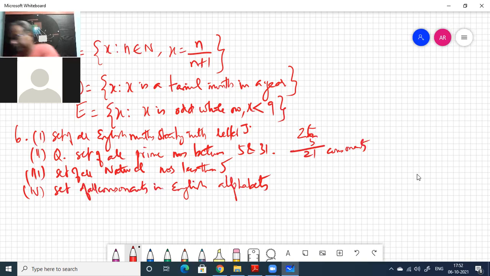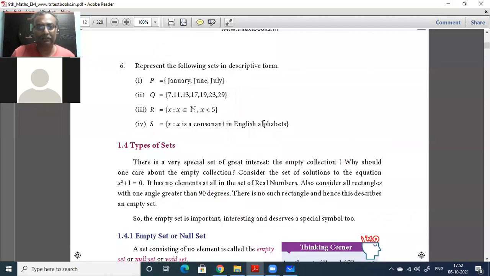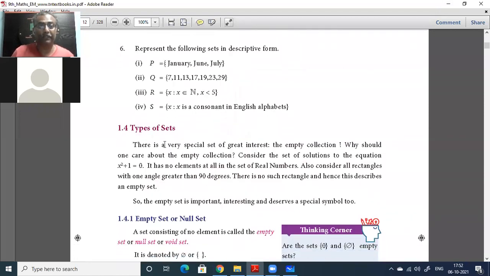Exercise 1.1, very simple. Now let us go and do. No need, uncle. Okay, let us go on. Do not waste time. Types of sets. Next one.